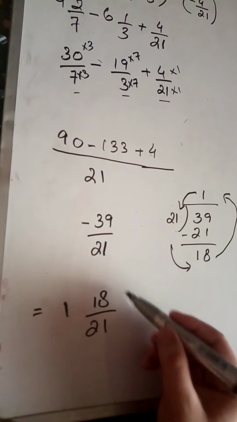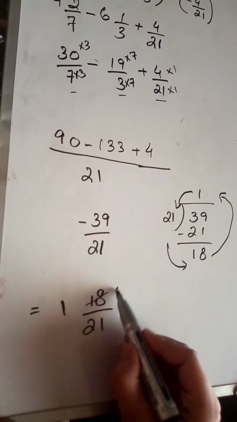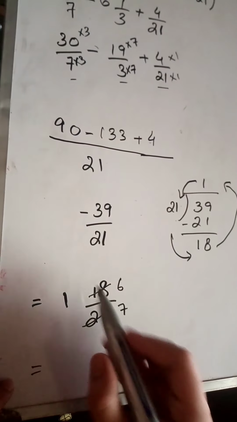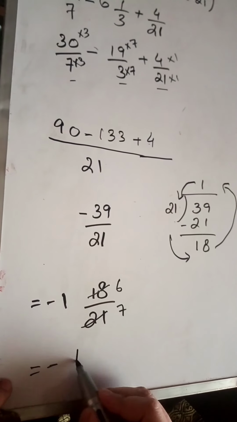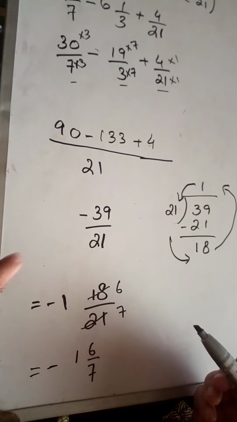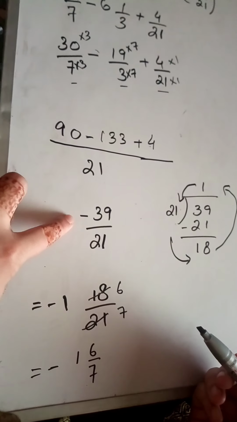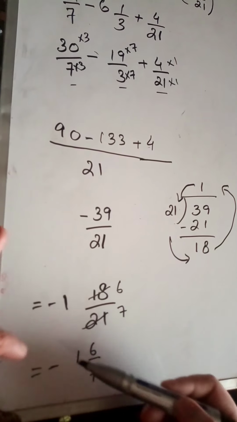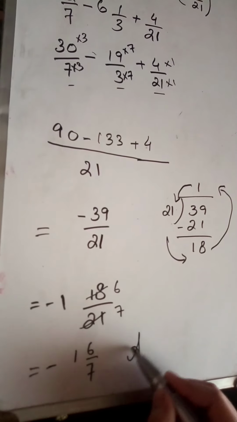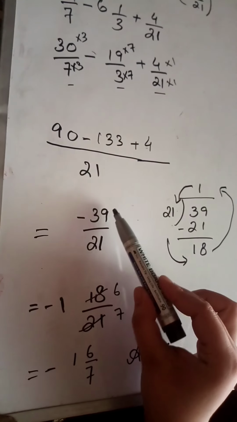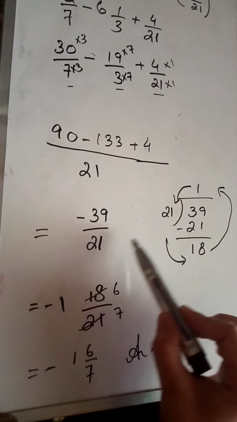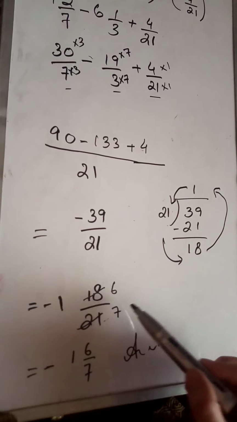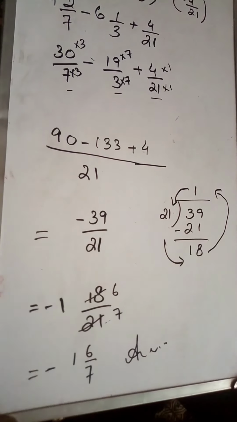Now here we can do the cutting of 18 and 21. 3 6s are 18, 3 7s are 21. So 1 6 by 7. Also place the minus sign because we have minus 39 by 21. The fraction has the negative sign, so put that negative sign also with the answer. You can also do the cutting at this stage. You can cut 3 ones are 3, 3 3s are 9, 3 7s are 21, and then take the division of that term, which I have done in this step. So it is your own choice at which step you want to do it.